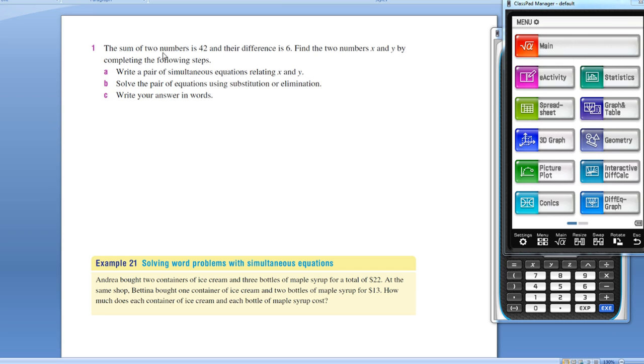What we've got is the sum of two numbers is 42, their difference is 6. Find two numbers x and y by completing the following steps. Okay, so let's define our variables here first of all, girls. What we'll say is, let x equal the first number, and let y equal the second number.